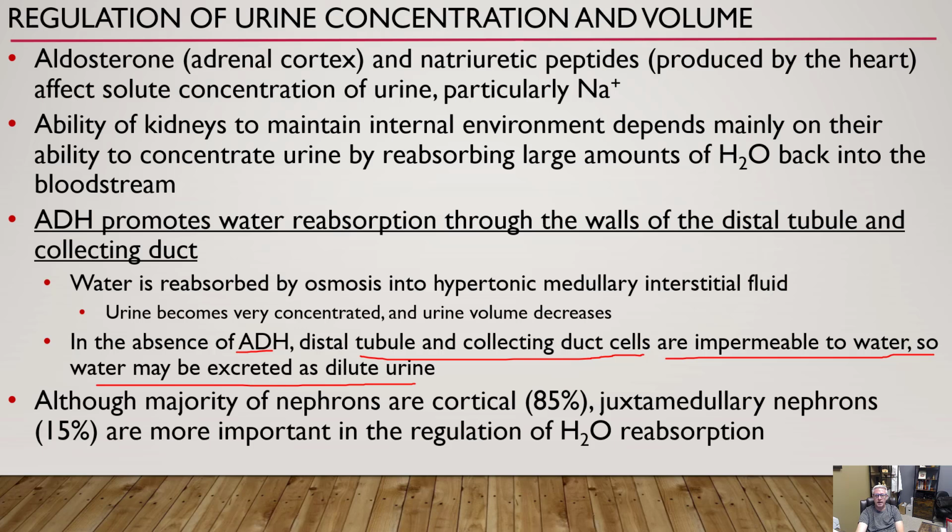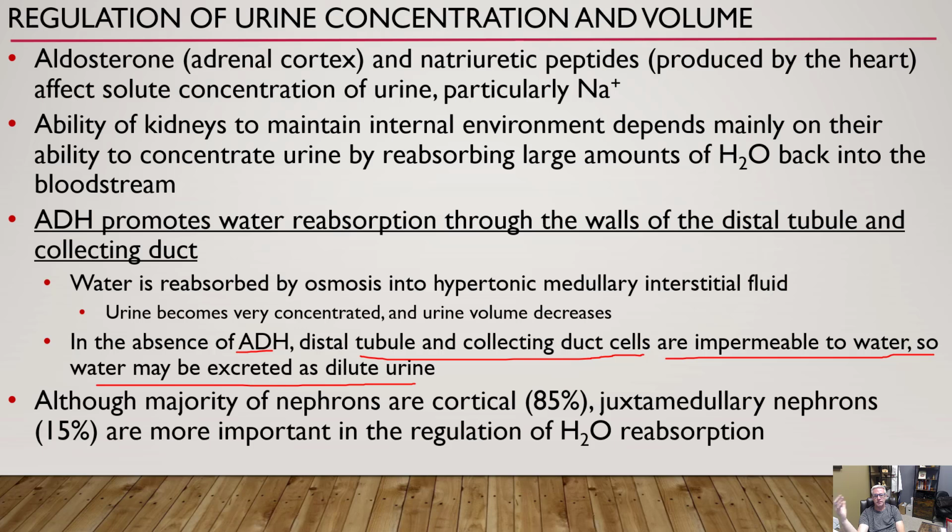And remember that we had the cortical nephrons and the juxtamedullary nephrons. They are both important in regulation of water reabsorption. However, the juxtamedullary nephrons are more important in water reabsorption than the cortical nephrons are. So remember ADH, antidiuretic hormone. We do have a class of medications called diuretics.